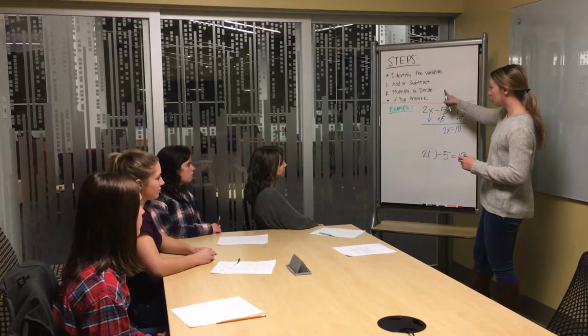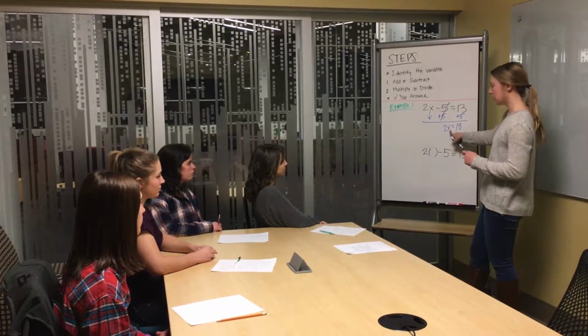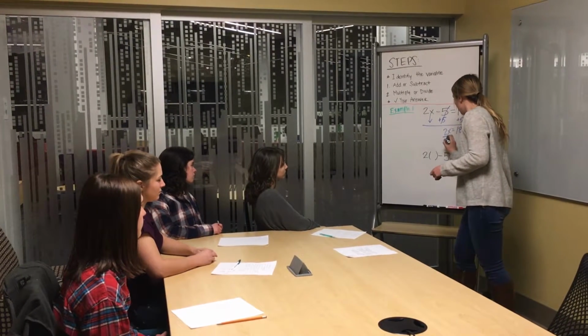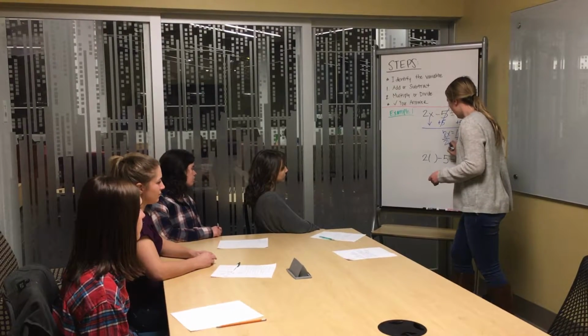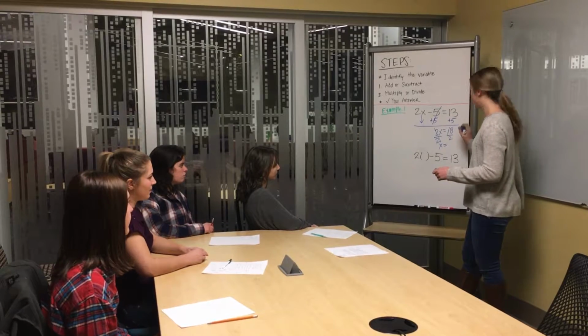So here you're going to multiply or divide, and in this case we're multiplying 2 times x. So we're going to do the opposite, so we're going to divide by 2 on both sides. These are going to cancel out, and we're going to get x equals, what's 18 over 2? 9.